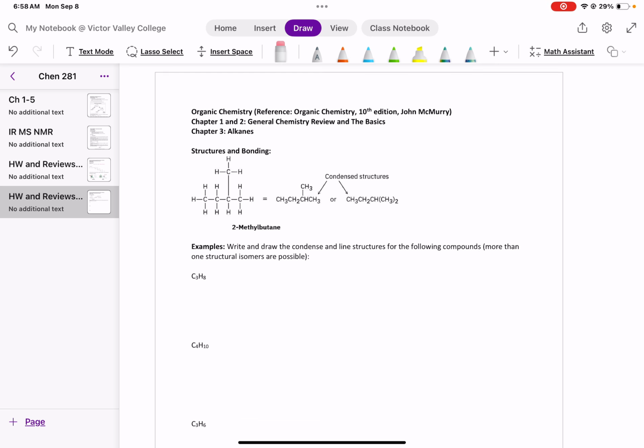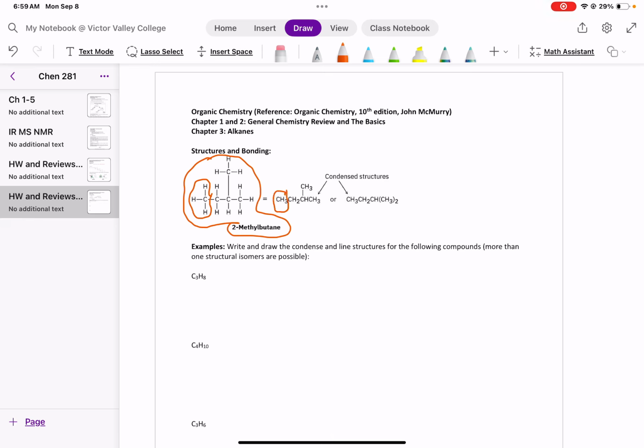You've got 2-methylbutane, the expanded structure of 2-methylbutane, where you see everything shown: carbon-hydrogen bonds, carbon-carbon bonds, everything. It would take too much time to draw that every single time, so we decide to condense on each carbon. So you notice the first one is C and 3 hydrogens.